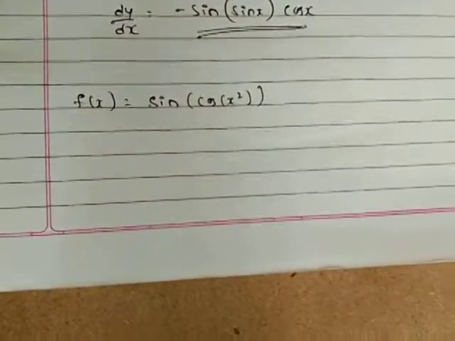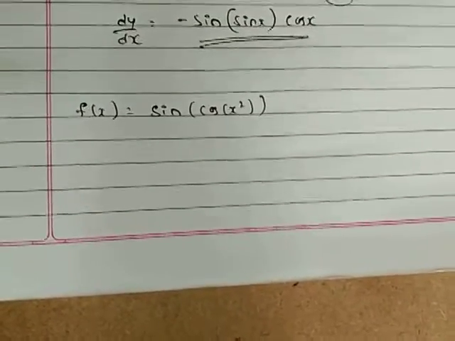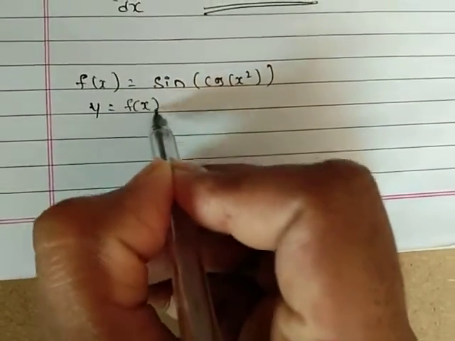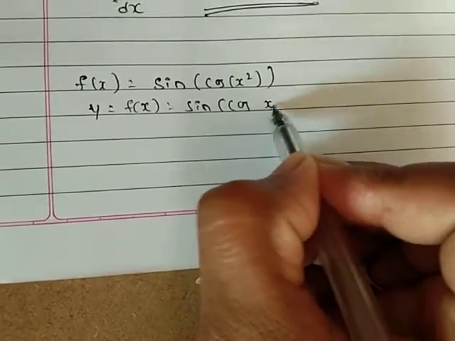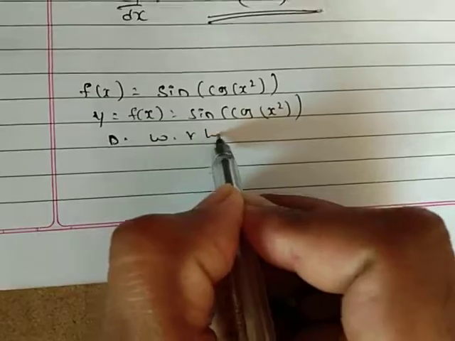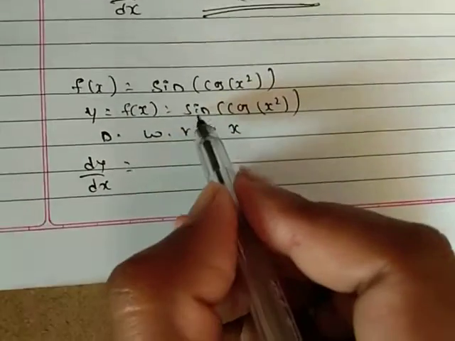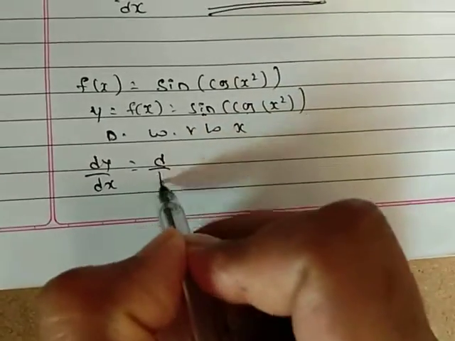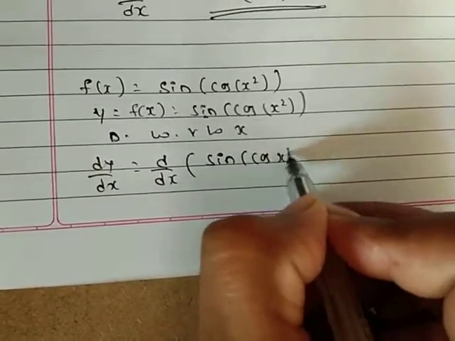So next problem is f of x is equal to sin of cos of x square, which is similar to the previous problem. First we need to assign y is equal to f of x, which is nothing but sin of cos of x square. So differentiate with respect to x. So dy by dx is equal to d by dx of sin of cos of x square.